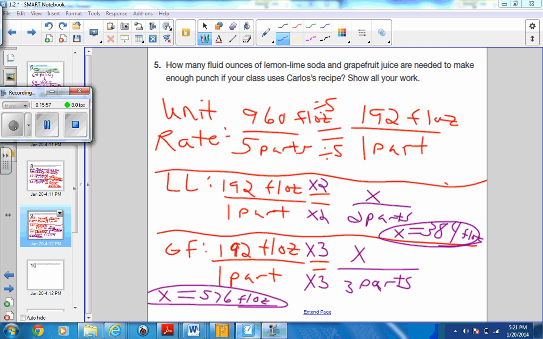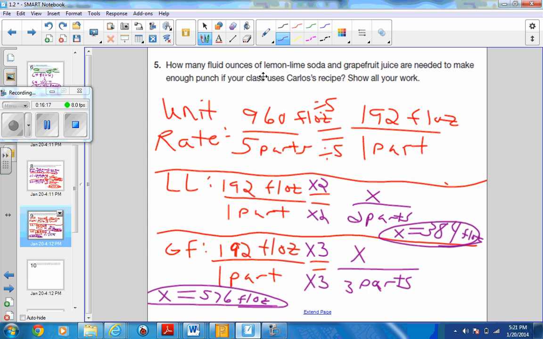Okay, so check yourself on Carlos's recipe. Again, if you find the unit rate, he has a total of 5 parts. So you always have to go down to that unit rate because you got to start from 1. It's always smartest to start from 1, and then you can scale back up. So you scale down to 1 part, so you know what 1 part equals, 192 fluid ounces.